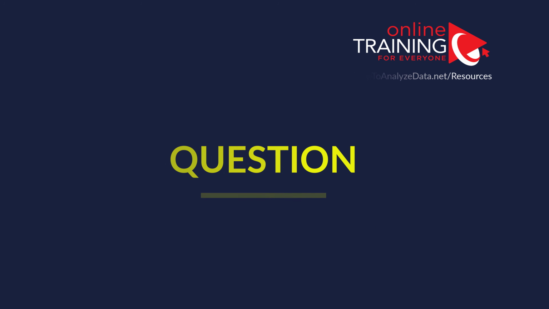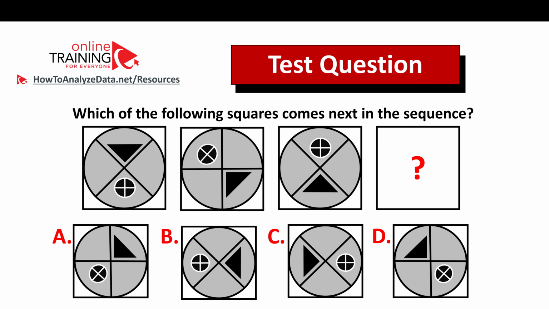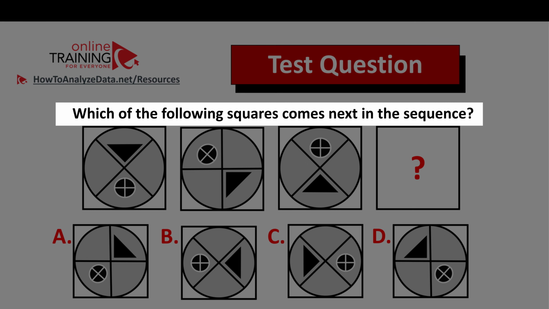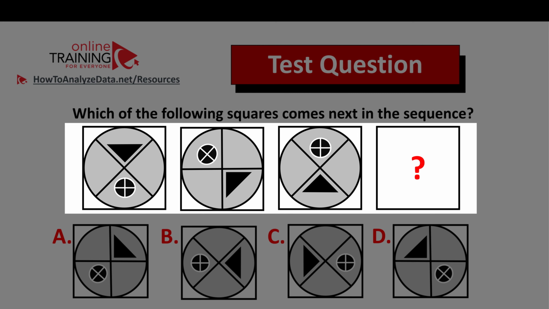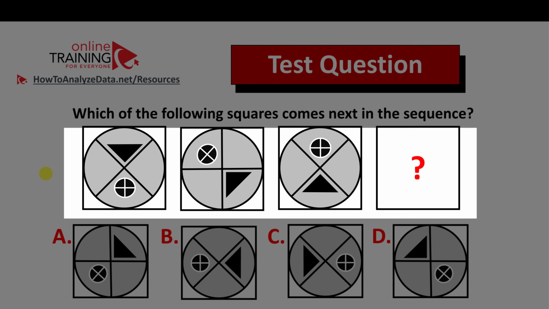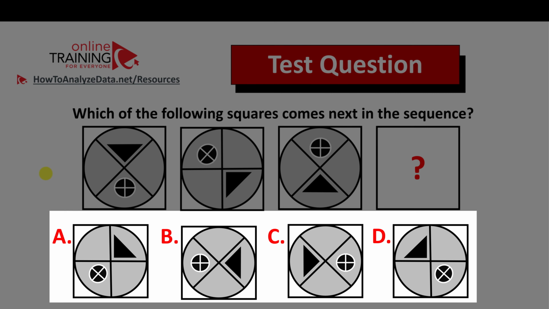Let's look at a very interesting question you might frequently see on the test. Which of the following squares comes next in the sequence? You're presented with 4 squares. Each square contains a circle inside, and the circle has 4 quarters. In 2 of the quarters are different objects. You see a triangle and you see another, much smaller circle. You have triangles and circles as well as quarter sections located in different positions, and you need to determine which object comes next in the sequence. You're presented with 4 different choices, A, B, C, and D.